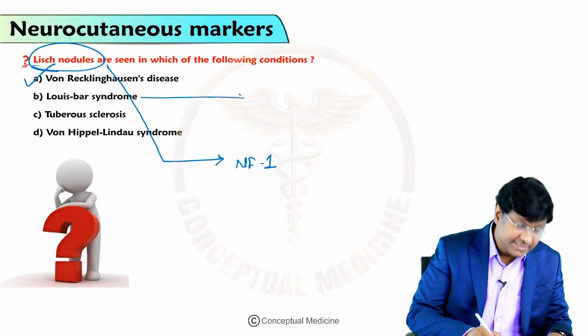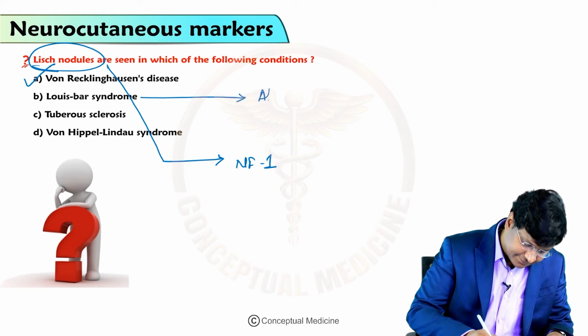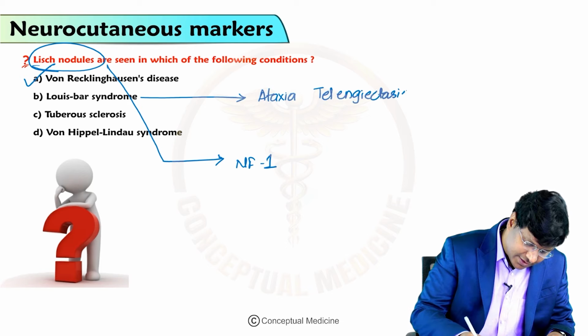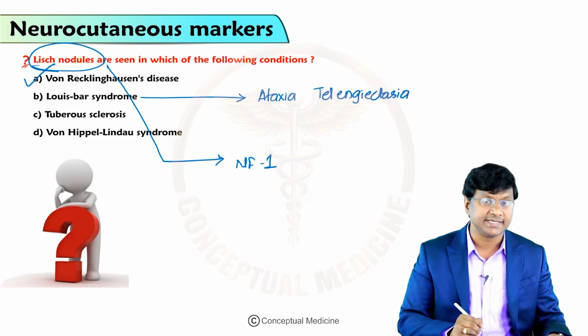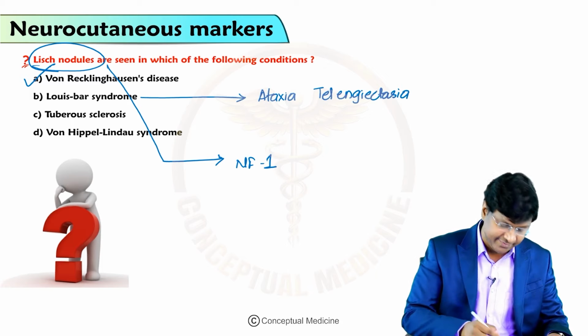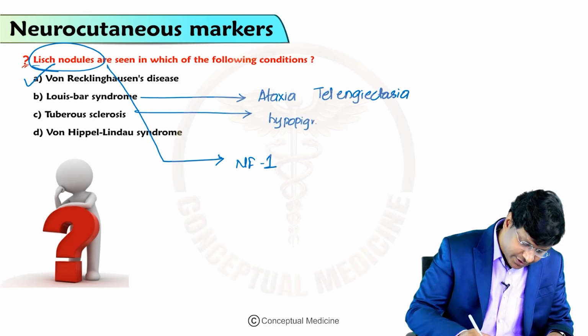Lewy Bowyer syndrome is an alternative name for ataxia telangiectasia. And tuberous sclerosis, which is common in children, they have hypopigmented macules, right? I will be discussing tuberous sclerosis, where you have the presence of hypopigmented macules.